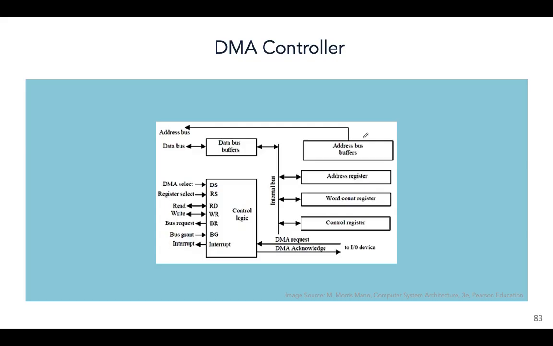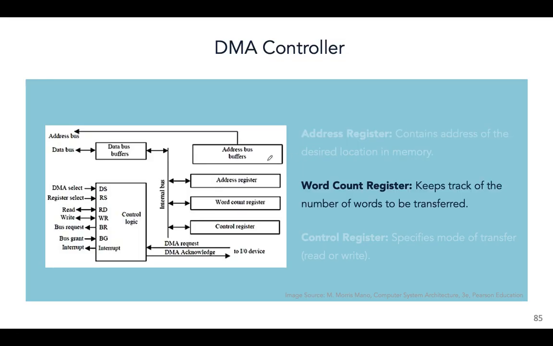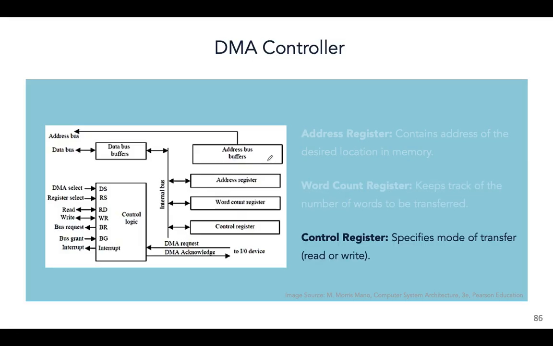Alright, now this is what a DMA controller looks like, and we are going to talk about all of these components individually. Let's first start from this side. We have three main registers here: the address register, word count register, and control register. The address register contains addresses of the desired location in memory. So whichever memory location this device needs to access, that address is placed in the address register. Then there's the word count register. It keeps track of the number of words to be transferred. The control register specifies the mode of transfer, whether this data needs to be written or read.